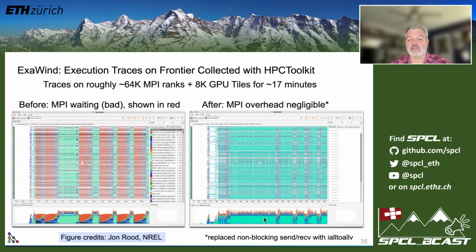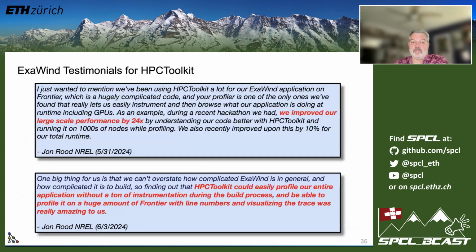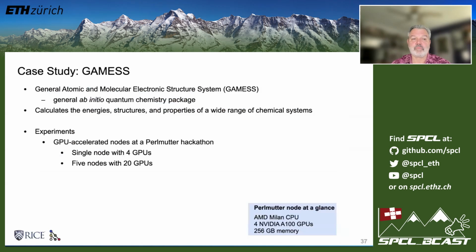And then after some discussion with the folks at Oak Ridge and the Center of Excellence, they replaced their non-blocking sends and receives with I-all-to-all-V, and the time for waiting for MPI just basically dropped out. So the important thing is that they were able to improve their performance at the large scale by a factor of 24. And that they found it easy to use HPCToolkit to do this for a very complex code.